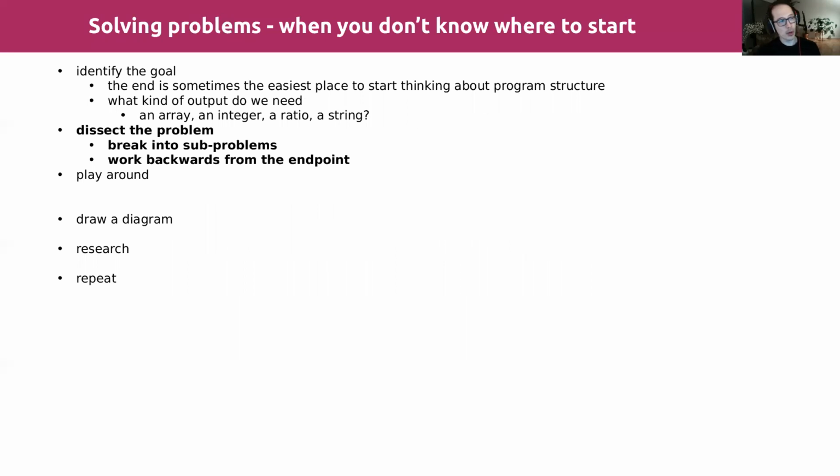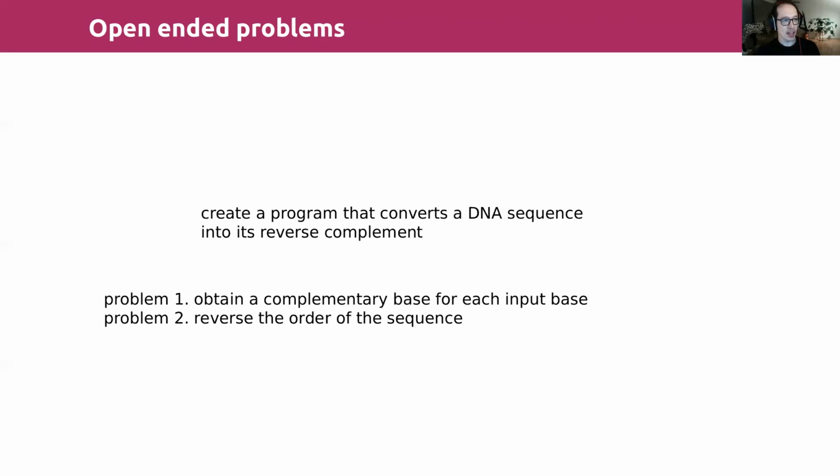Dissect the problem, break it into subproblems, and work backwards from the endpoint. So just in talking about the end product, we already realized two things. Just in the definition of a reverse complement, we know that there are kind of two problems to solve here, right? One is the complementary bases. We have a sequence, and we know that for every A there needs to be a T, for every G there needs to be a C, and so forth. But we also know that this is the reverse complement, so we need to somehow flip the order. So already we've broken this problem into two sub-problems. And we might know how to solve one, but maybe not the other. But at least we have a place to start, perhaps, in that case.